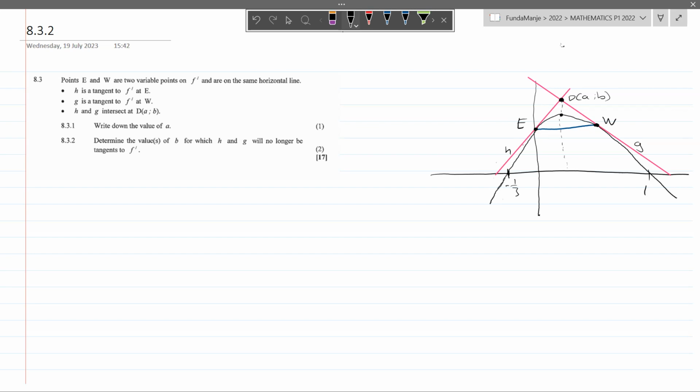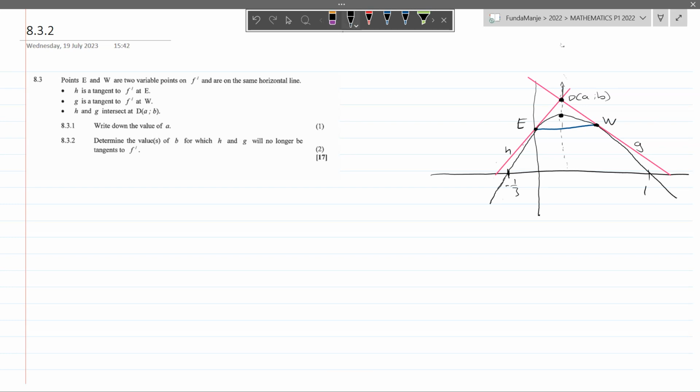So if d goes up, so if b is increasing, then it won't really matter because they can still be tangents that meet at that point. But if our value of d goes below the turning point of our function, then they will be forced to cut the graph more than once, which will result in them losing their title of tangent.